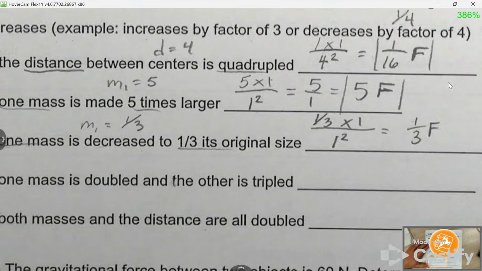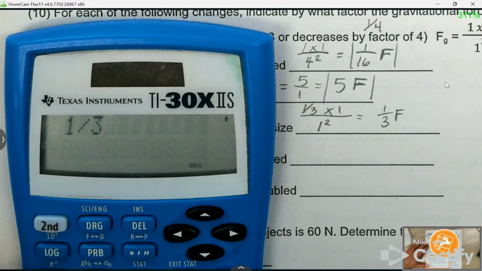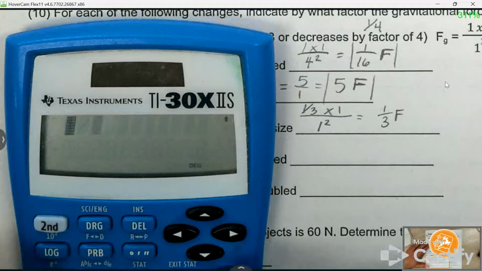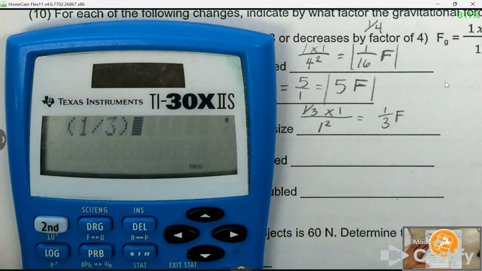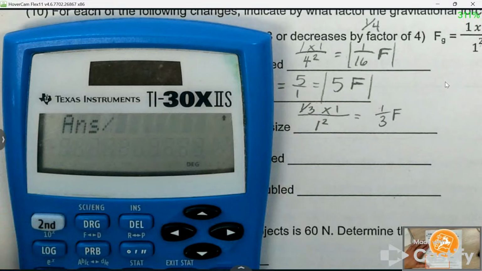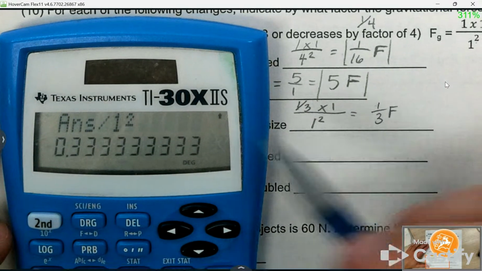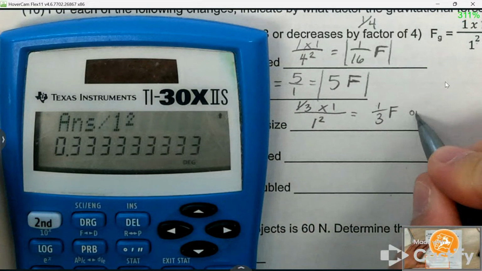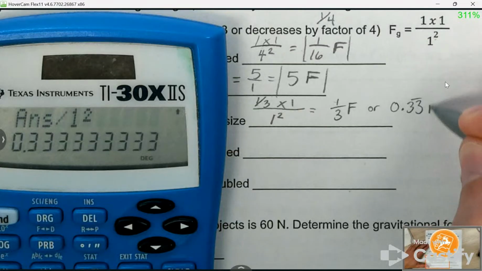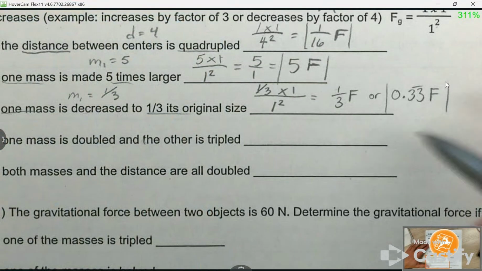Now, if you want to make sure you type it into your calculator to get it 100% correct, 1 divided by 3, okay, got it. Or we can even throw it in parentheses. It's always a good thing to do with the fractions. All right, times 1, that's the top line, cool. Answer divided by 1 squared. It's going to be 0.33 repeating, which is 1/3 times the force.